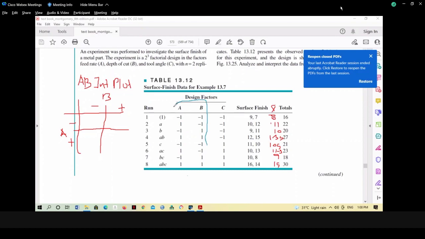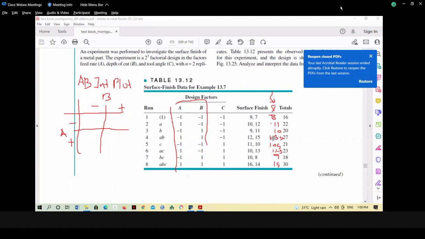Just focus on the AB column. Then use the mean to construct the AB plot. This is the mean. For example, look at A minus B minus, get the mean, and you also have two here, A minus B minus.